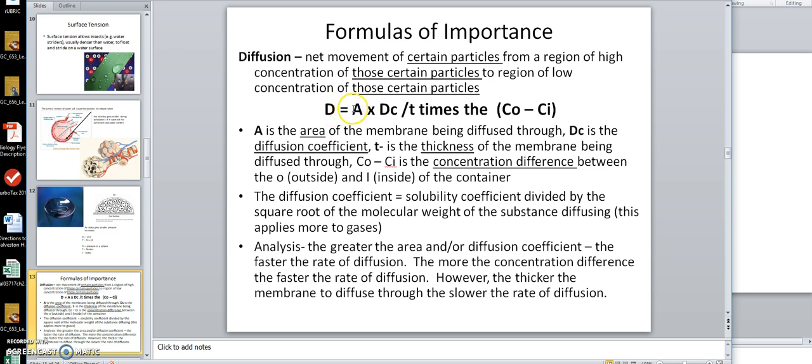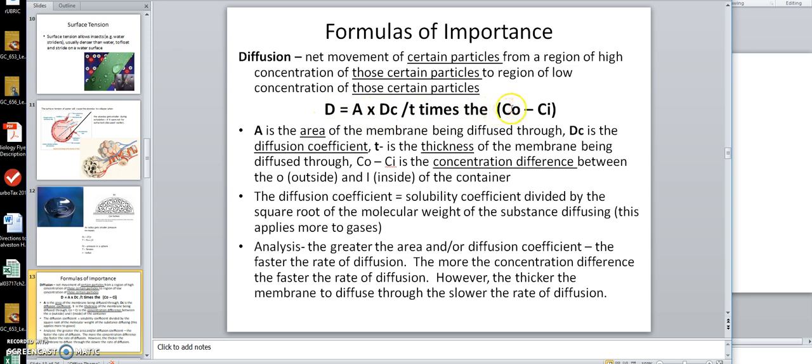Diffusion equals the area, the area of the membrane being diffused through. See, it's in the numerator, so the larger the area, the better the diffusion. The D C is called the diffusion coefficient. We'll talk about that. That's in the numerator. The T stands for thickness. That's in the denominator. So if something is very thick, it's harder to diffuse through.